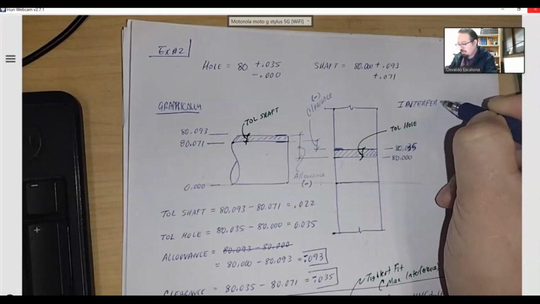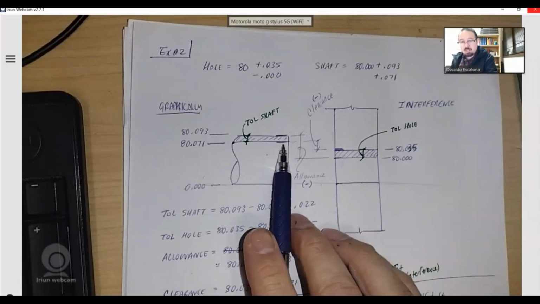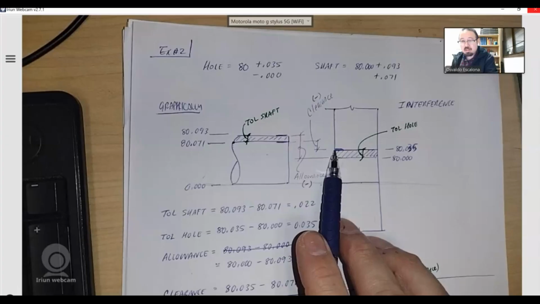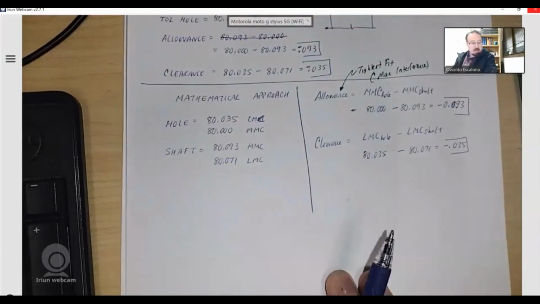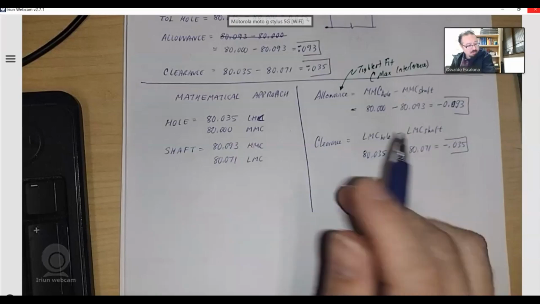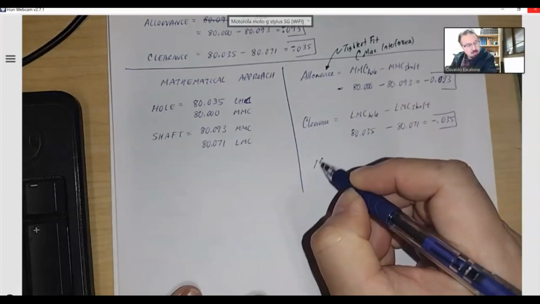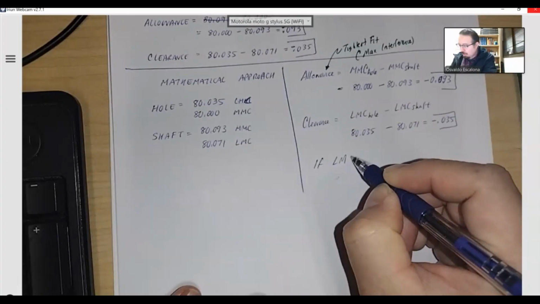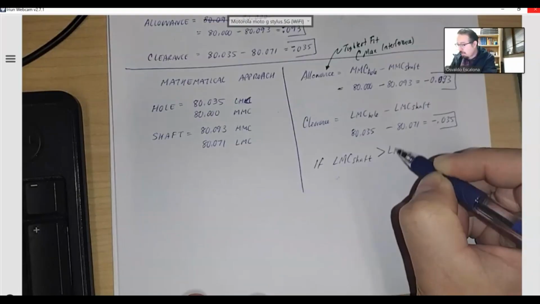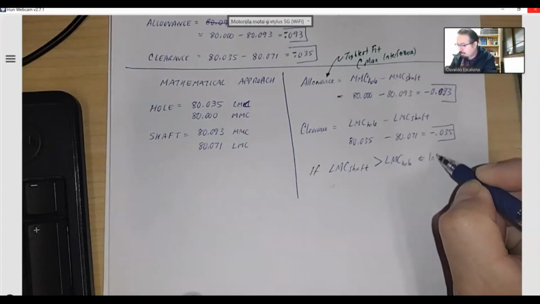Interference. How do I know I have an interference fit? It's because even my smallest shaft is bigger than the biggest the hole could be, right? Well, mathematically, if your LMC of the shaft is bigger than the LMC of the hole, you will have an interference.